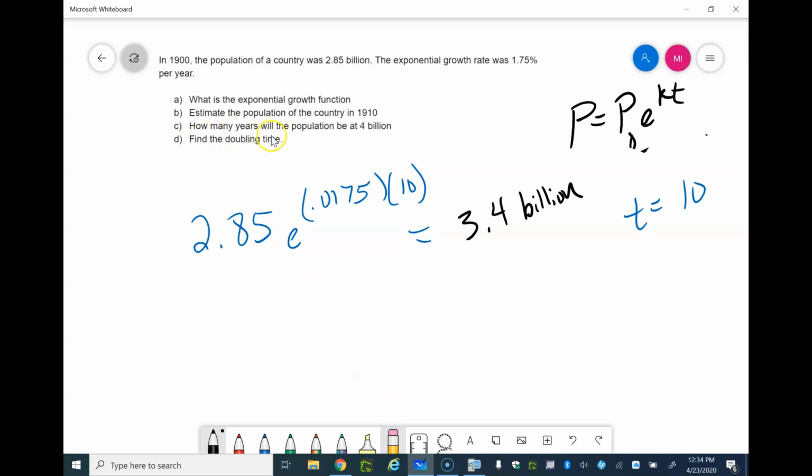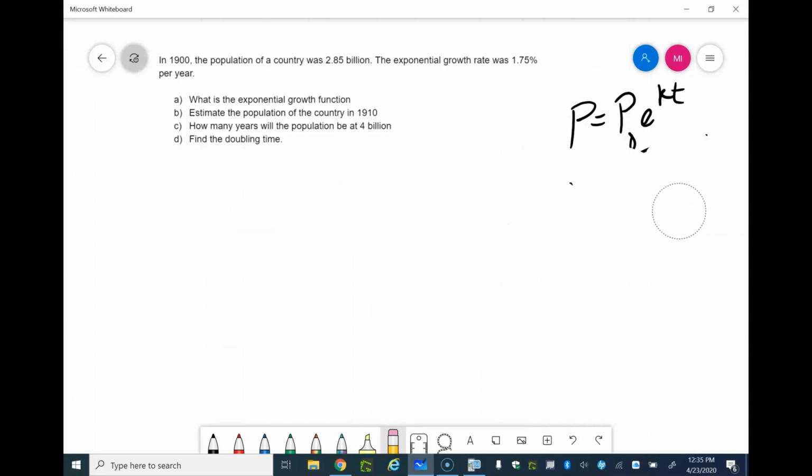So how many years will it take for the population to be 4 billion? We know it's going to be higher than 10 years because 10 years is 3.4 billion. But I want to know when the population is going to be 4 billion. So this is, again, the ending result we're looking at, so it goes on the end, or it represents our P. So 4 is equal to 2.85 e^(0.0175 t).